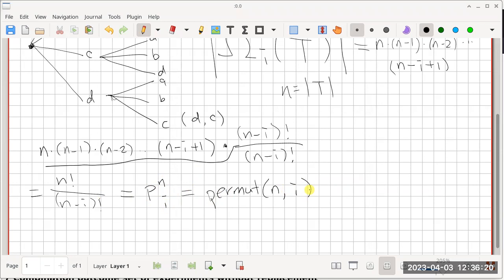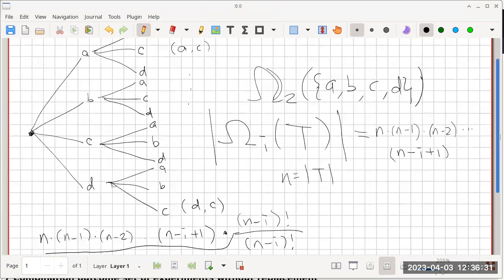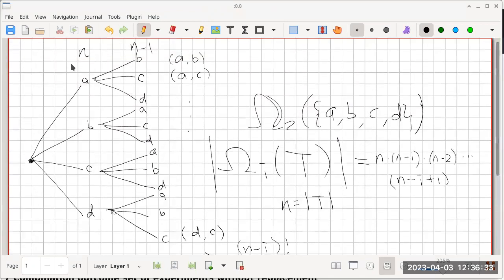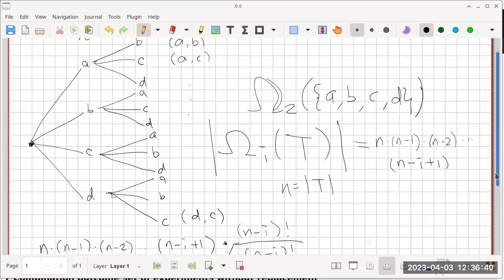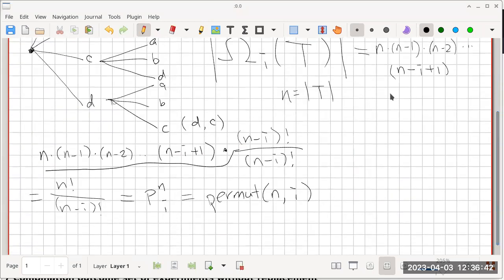Are we doing okay so far with this? Are we relating the picture to the intuitive formula? In other words, are we relating this picture to the intuitive multiplication, and then later on using algebra to relate this intuitive expression to the final form that we want, which is N factorial divided by N minus I, the whole thing factorial?